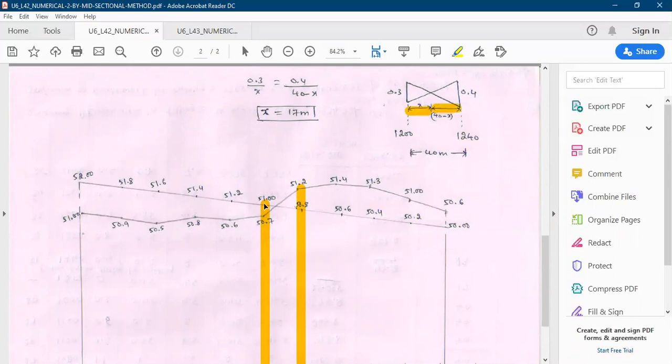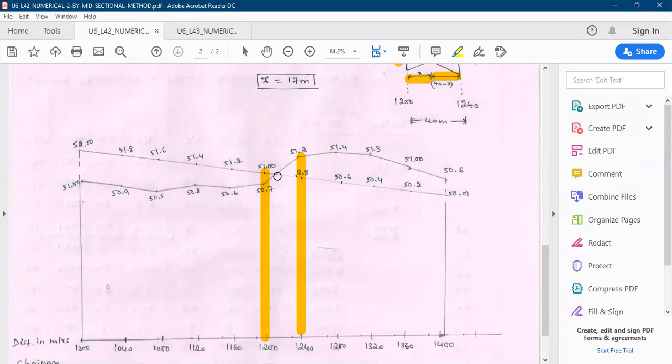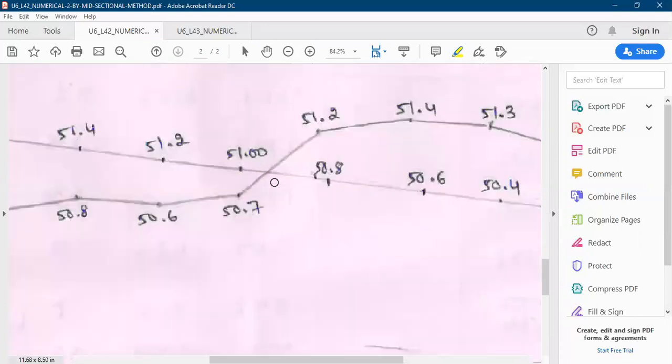Right, we can calculate the depths at this point. Right, 51.00 minus 50.7, so that depth is 0.3. Similarly, 51.2 minus 50.8, that depth is 0.4. Right, so based on these depths we can identify how much portion. Right, at this point the depth becomes 0. Right, where RL of formation crosses the RL of ground. So this is the point where depth becomes 0.